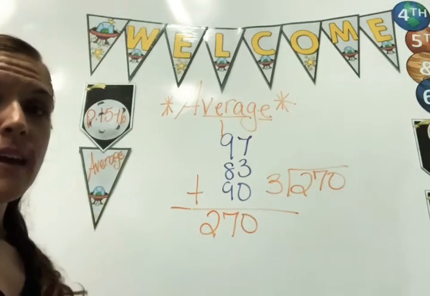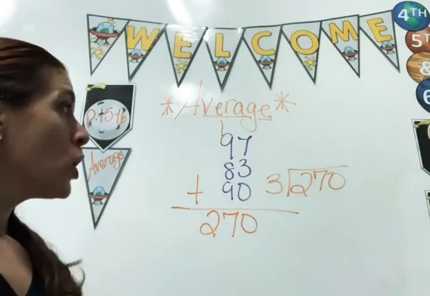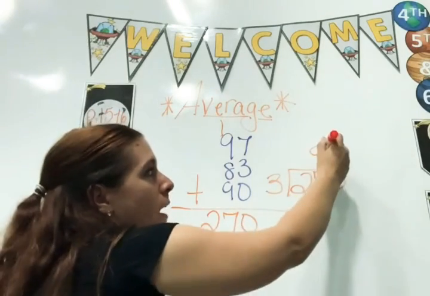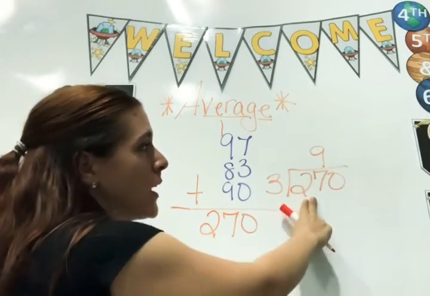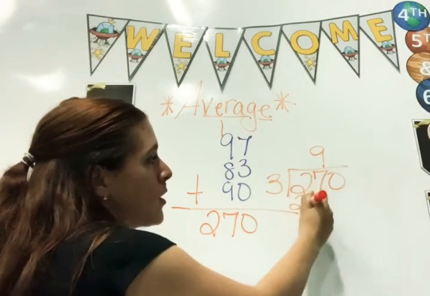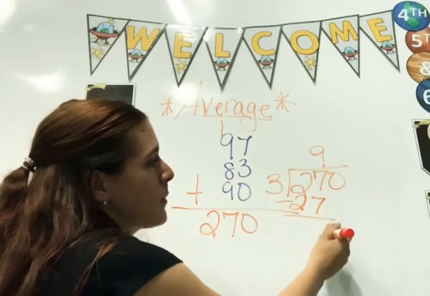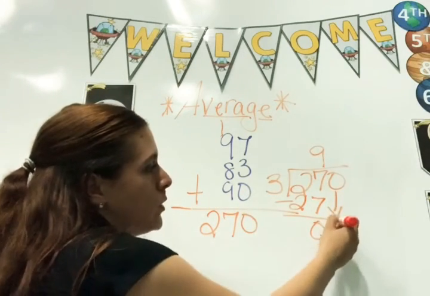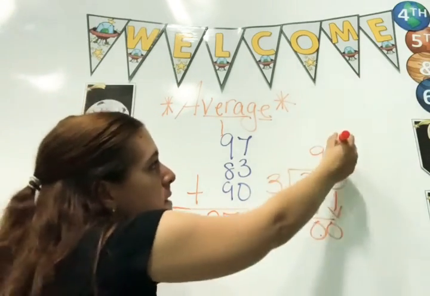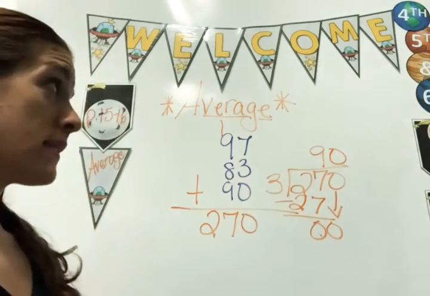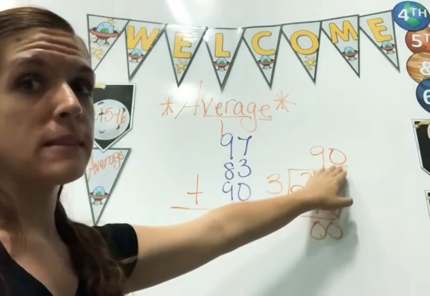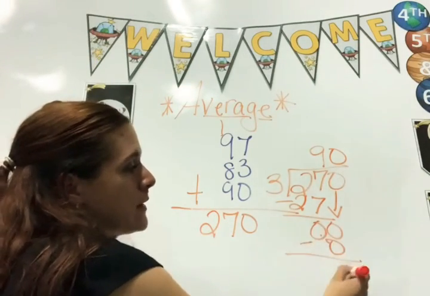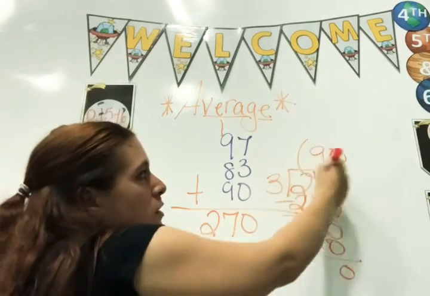1, 2, 3, okay? So let's divide it, here we go. 2 divided by 3, cannot do, so 27 divided by 3 is 9. Put your 9 above the 7 because you're doing 27 divided by 3. Multiplying is 27, subtract 27 minus 27 is 0, compare 0 is less than 3, bring down 0. 0 divided by 3 is 0, okay? You have to put a 0 there because you have to finish out the problem. 0 times 3 is 0. 0 minus 0 is 0. Compare, that's good. That's your answer, 90.